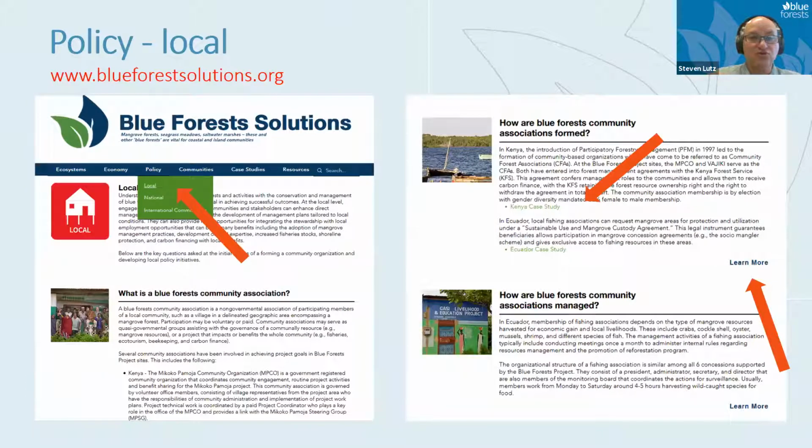Now, to explore local policy, different scales of policy that we have here, you can click on the local policy tab, and then you'll be sent to our local policy page, where we have a series of questions related to community associations. These include, what is a Blue Forest Community Association? How are Blue Forest Community Associations formed, and how are they managed? From here, you can click through to our case studies or learn more on our resources page.